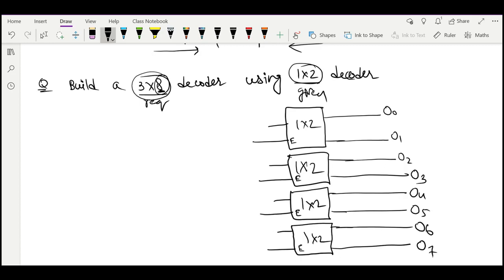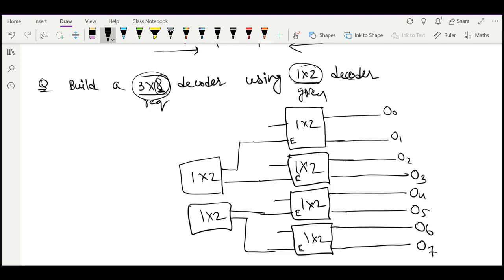Now this enable input, how many enable inputs do we have? We have 4. So in order to cover 4 enable inputs, how many decoders do we need? We need 2 1 into 2 decoders. And similarly, this will have an input and one enable input. So this is enable input, another input and enable input. Okay, so now we have another 2 inputs. This time 2 enable inputs, we can give these 2 enable inputs to a 1 into 2 decoder again, and this is enable input and this is input.